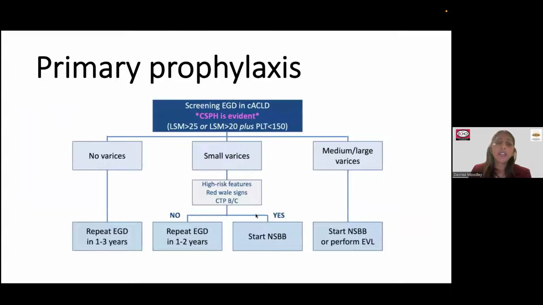So when you have a liver stiffness of more than 25, or a liver stiffness more than 20 with platelets less than 150, for prophylaxis, and you scope your patient, if they don't have varices, you can scope them again in 1 to 3 years. If they have medium or large varices, you can either start a non-selective beta blocker or perform band ligation. In the middle, where you have small varices, you need to assess: are there high-risk features, which I'll show you later on, red whale signs, or are they Child-Pugh B or C? If those are present, then you're going to start a non-selective beta blocker. If they're not present, you're going to repeat your scope in 1 to 2 years.